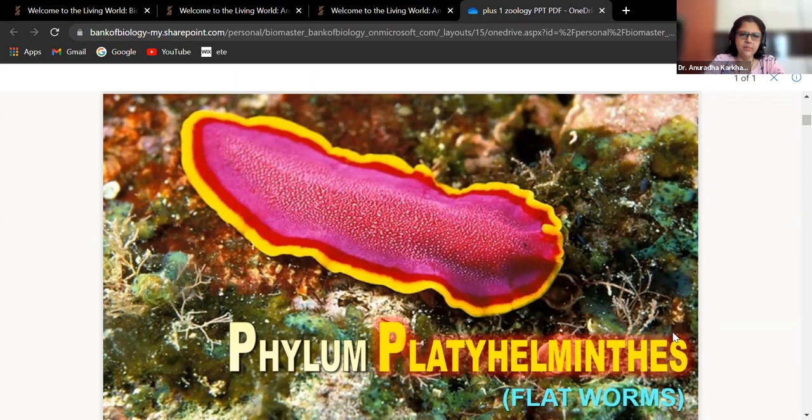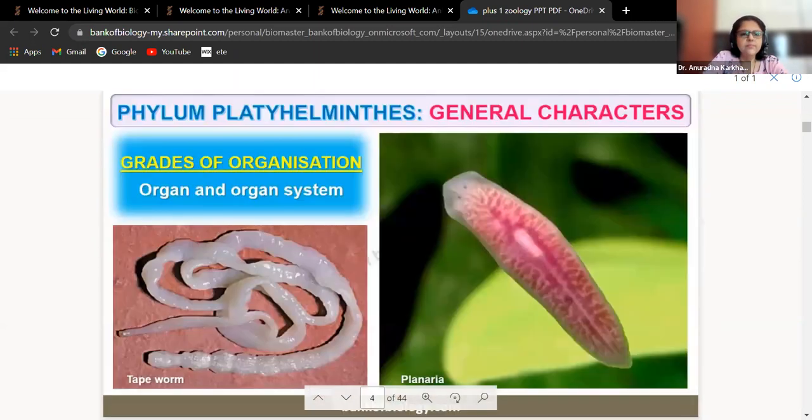Next we come to flat ailments. So what is the speciality of flat ailments? Look at it. Grades of organization, organ and organ system. This is the actual warmer. ये ऐसे दिखता है, ये फ्लैट एलिमेंट्स का ये जो टेप वर्म है ना, ये एक्चुअल में ऐसे दिखता है. ये फोटोग्राफ है, ये ड्राइंग नहीं है. This is the photograph and this is planaria.